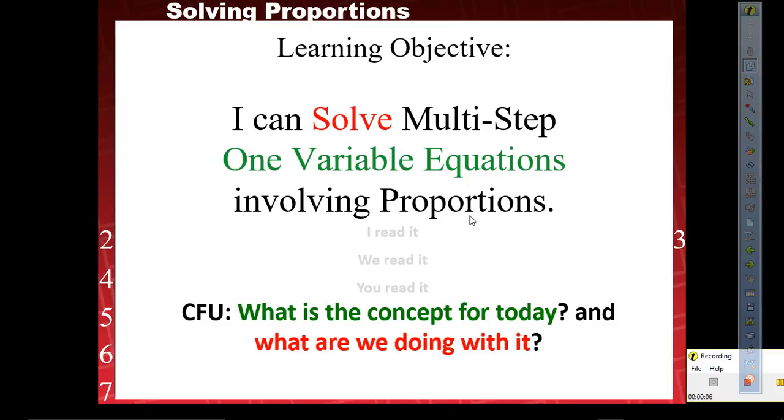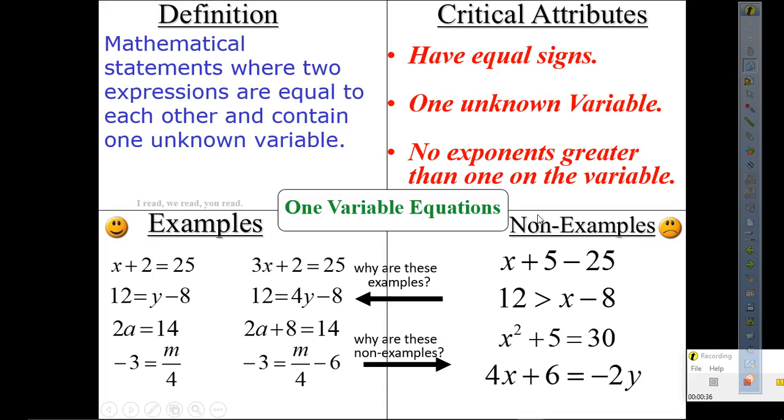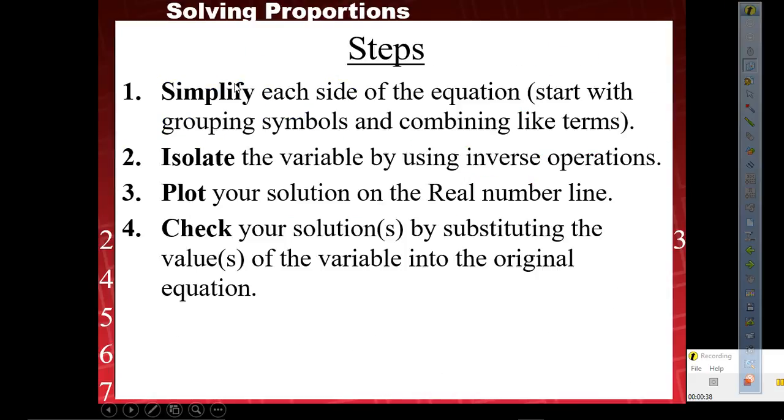So today we're going to revisit proportions. You guys already saw this before, but I'm revisiting, just to get us more up to speed in regards to what we're doing with proportions this year in algebra. We already know what one-variable equations are, and we already know the steps to solve them: simplify, isolate, plot, check.